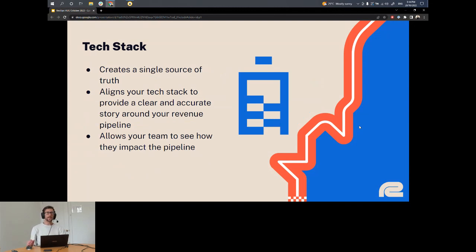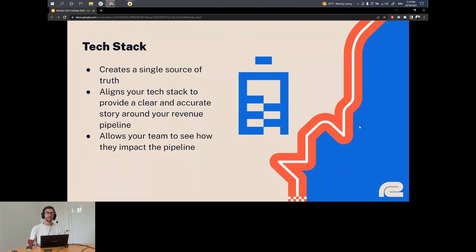Secondly, you've got your tech stack. RevOps is based on accurate and reliable data. That's really what you need to make RevOps work. And to provide you with reliable data, technology must be connected to and coordinated with your revenue funnel.